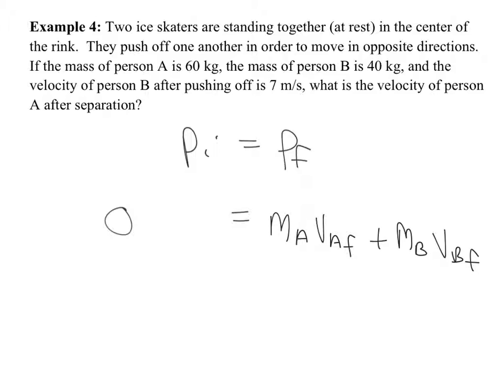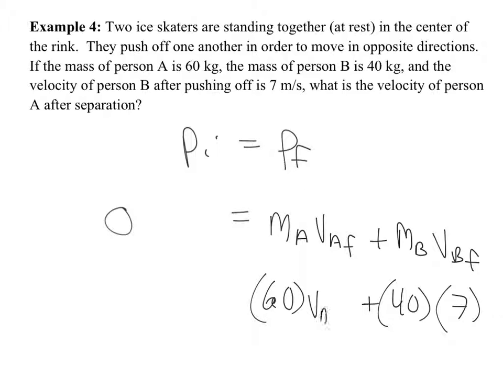Now, we can plug in what we know. Person A has a mass of 60 kilograms. Person B has a mass of 40 kilograms. The velocity of person B after pushing off is 7 meters per second. So we're trying to figure out the velocity of person A. And this again equals 0. So this is just the momentum balance.